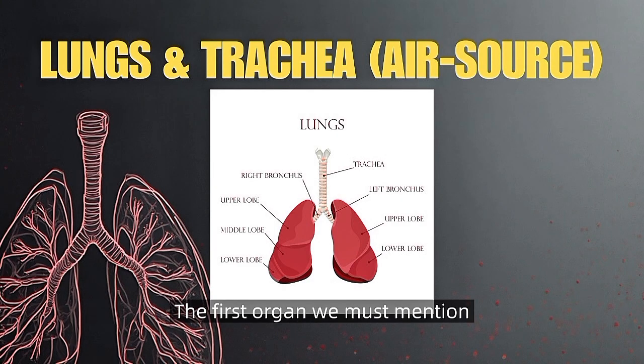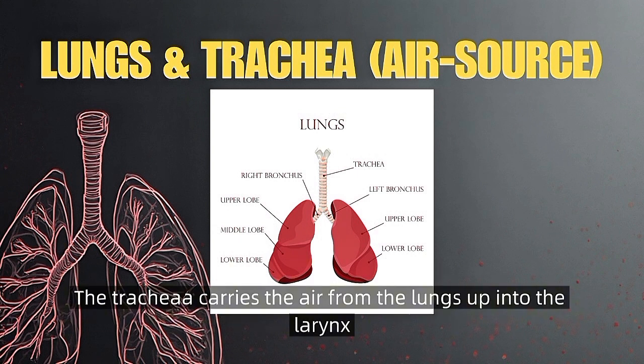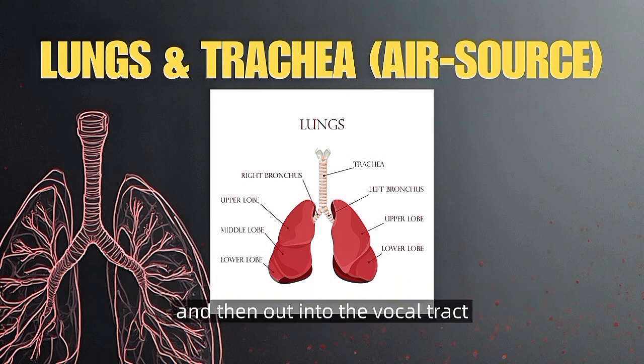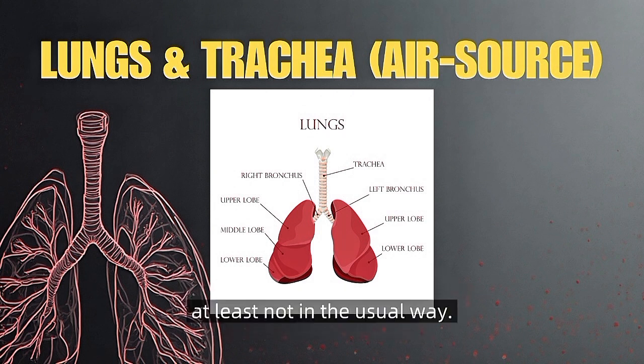The first organ we must mention is the lungs and trachea. The lungs are where the air comes from when we exhale; that outgoing air forms the airstream we use for speech. The trachea carries the air from the lungs up into the larynx and then out into the vocal tract. Without this airflow, we cannot produce speech sounds, at least not in the usual way.